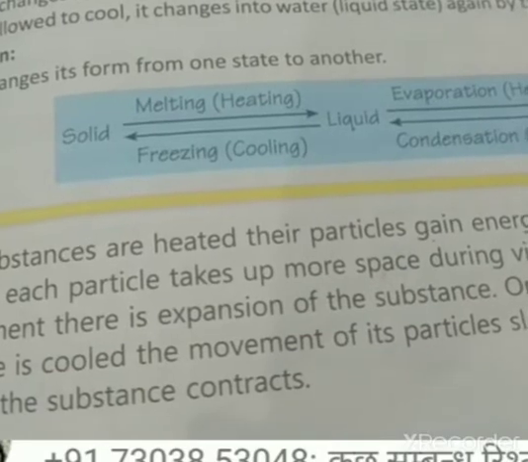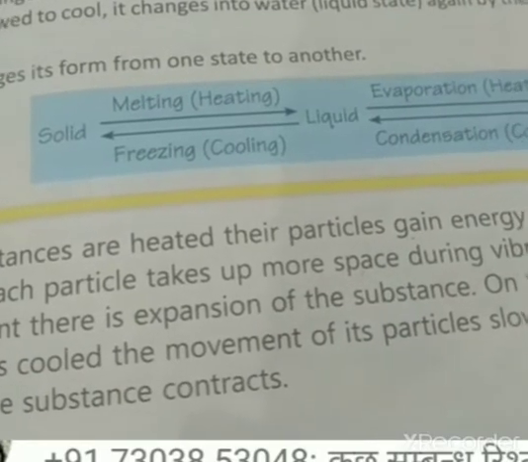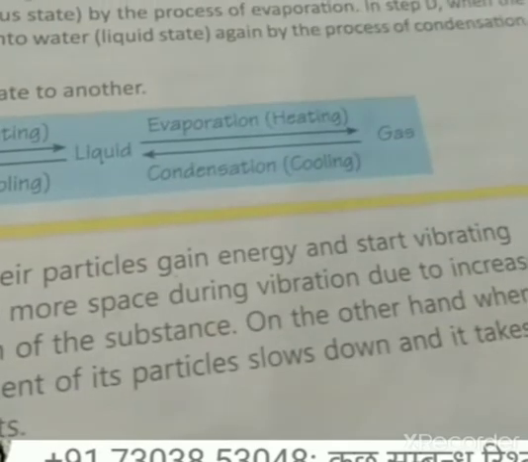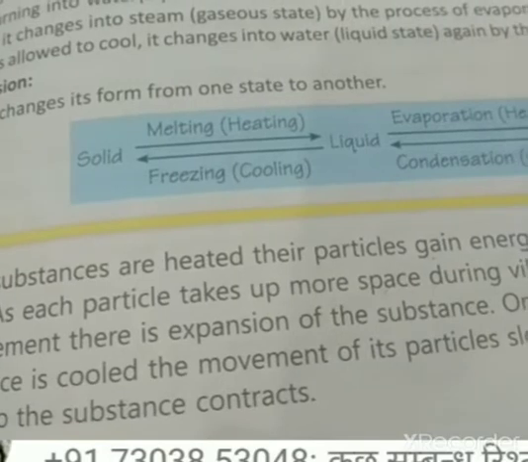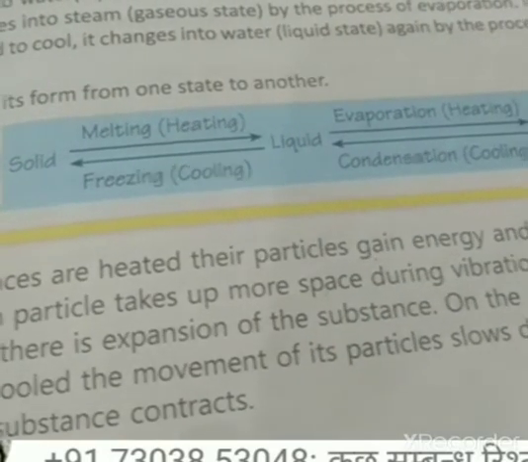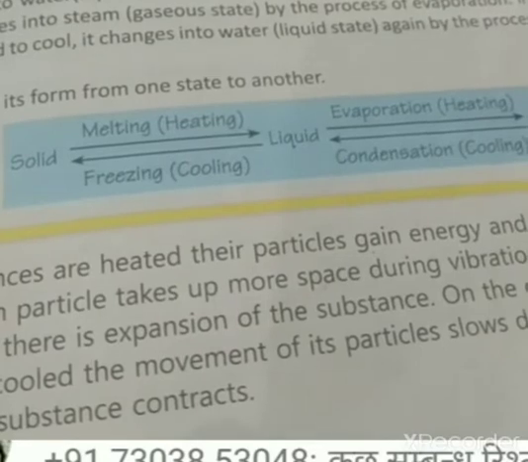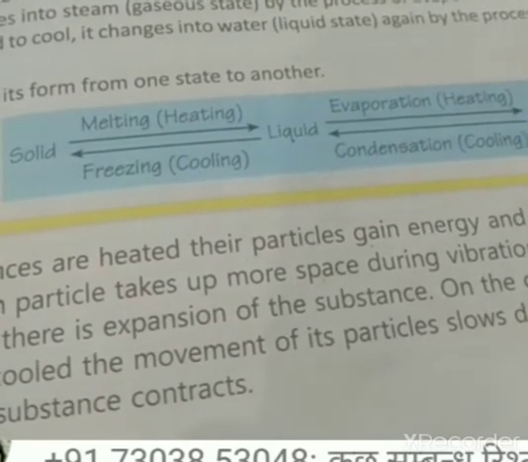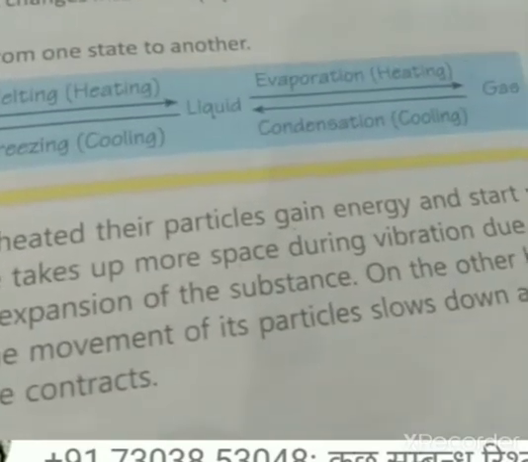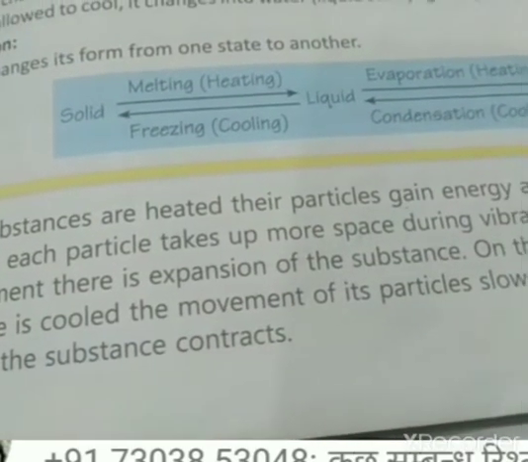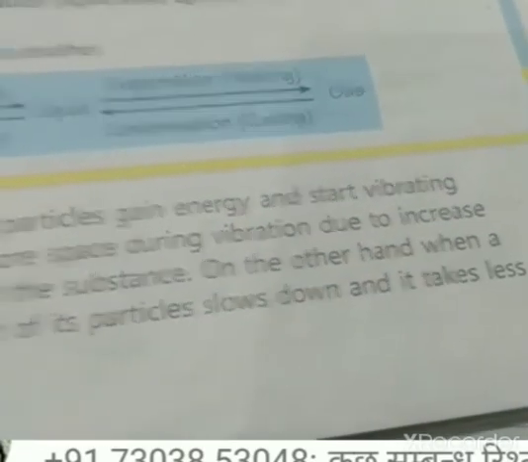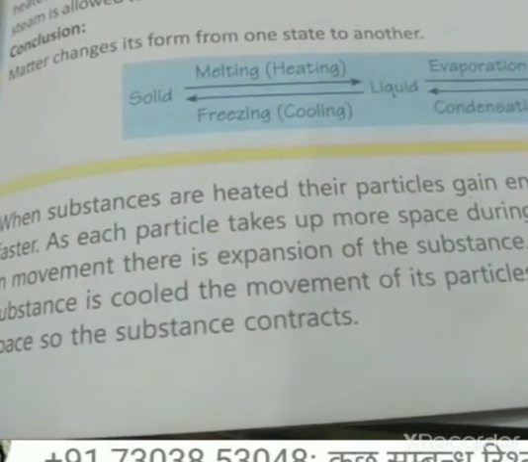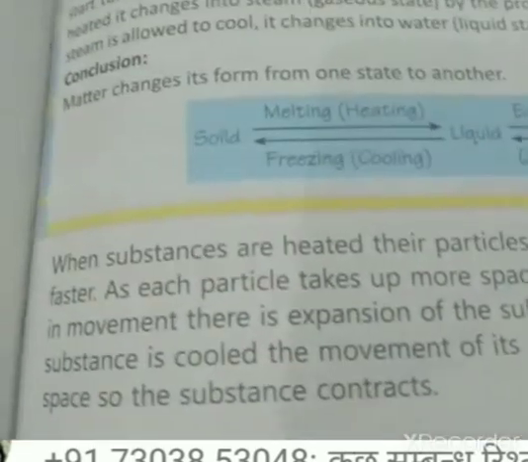When substances are heated, their particles gain energy and start vibrating faster. As each particle takes up more space during vibration due to increased movement, there is expansion of the substance. When we heat a substance, it will expand. On the other hand, when a substance is cooled, the movement of its particles slows down and it takes less space, so the substance contracts.